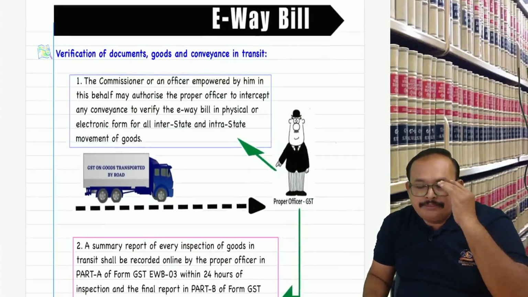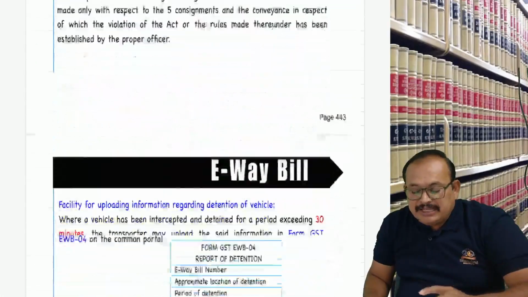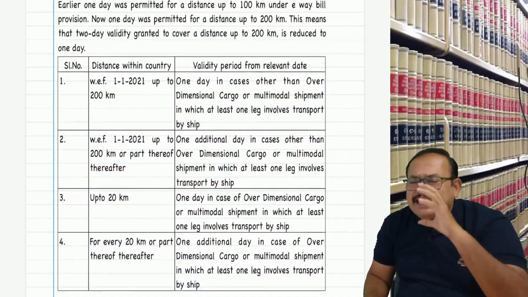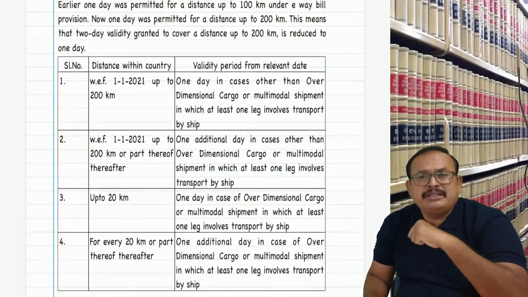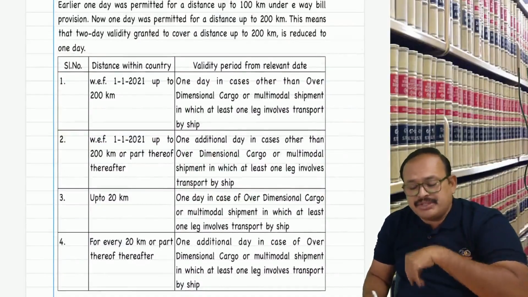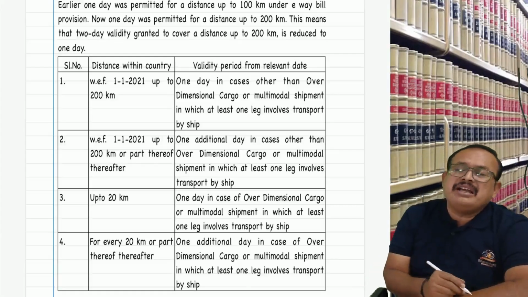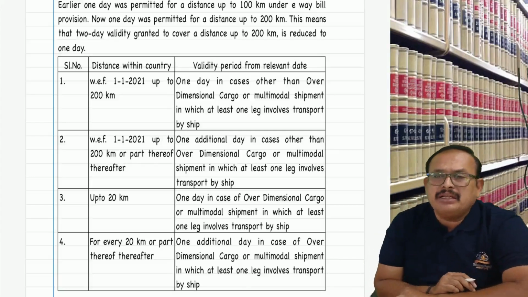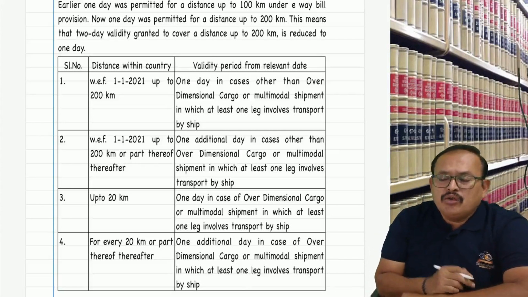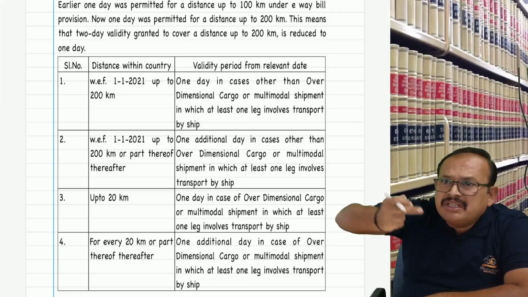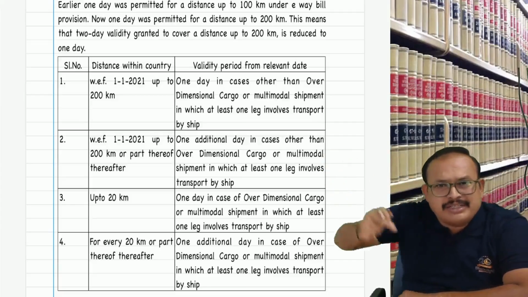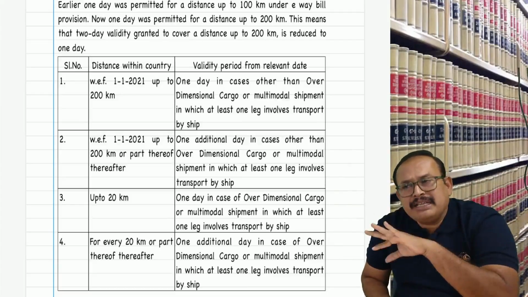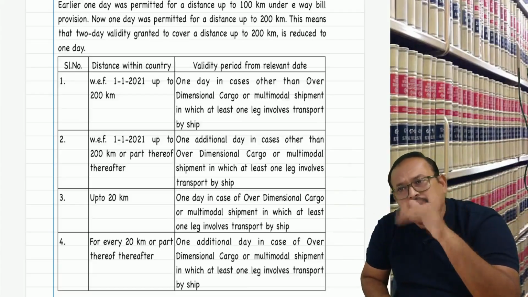What happens if I generate the e-way bill? Does it have any validity period? The law of the land here says yes. An e-way bill has validity. From the date of generation of the e-way bill, for a distance of each 200 kilometers, 1 day. Part of the number of kilometers also 1 day.